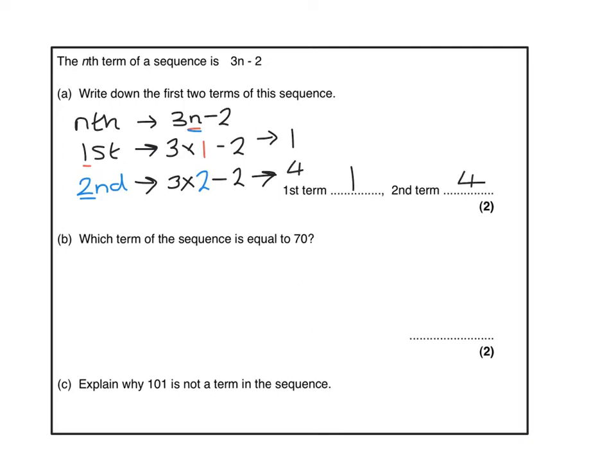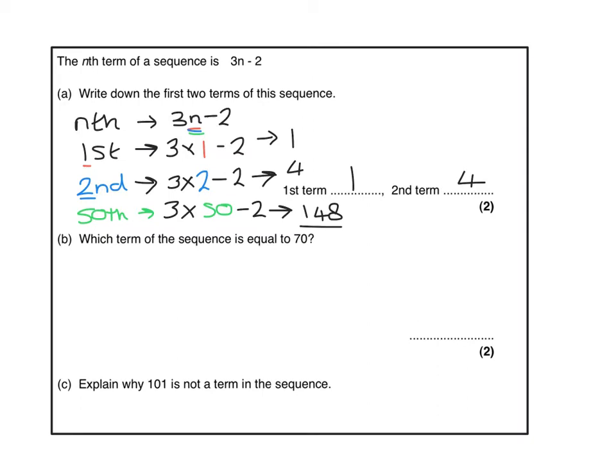So I could do that to figure out any term. For example, if I wanted the 50th term, I would just swap n for 50. So it would be 3 times 50, and then take away 2. 3 times 50 is 150, take away 2 is 148.